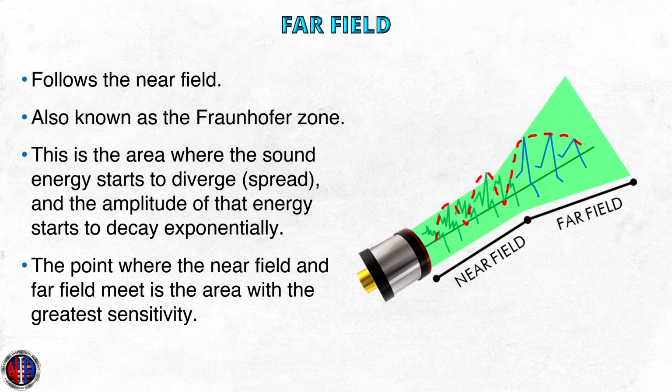The far field. Following the near field is the far field. The far field is also known as the Fraunhofer zone and is the area where the sound energy starts to diverge or spread, and the amplitude of that energy starts to decay exponentially. The point where the near field and the far field meet is the area with the greatest sensitivity. After that point, the sound energy decays while the ultrasonic beam begins to spread.